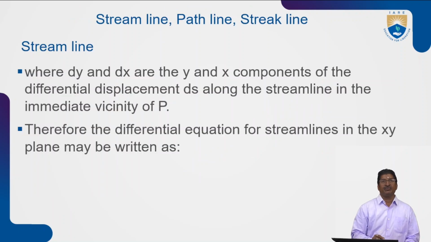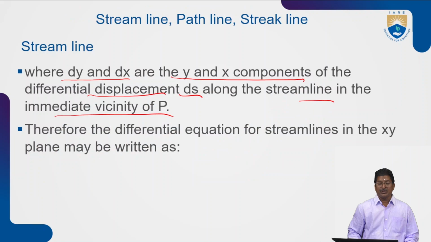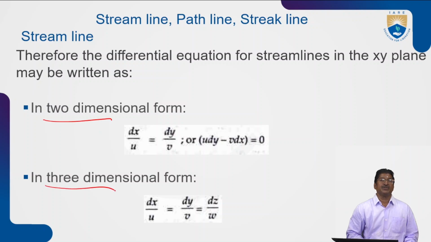Streamlines, where dy and dx are the y and x components of the differential displacement ds along the streamline, in the immediate vicinity of P. So you can see here V. In the three directions dx, dy, dz, these are the components of u, v, w. Therefore, the differential equation for streamlines in the xy plane will be written like this. Okay, that is for two-dimensional, and then the three-dimensional form.